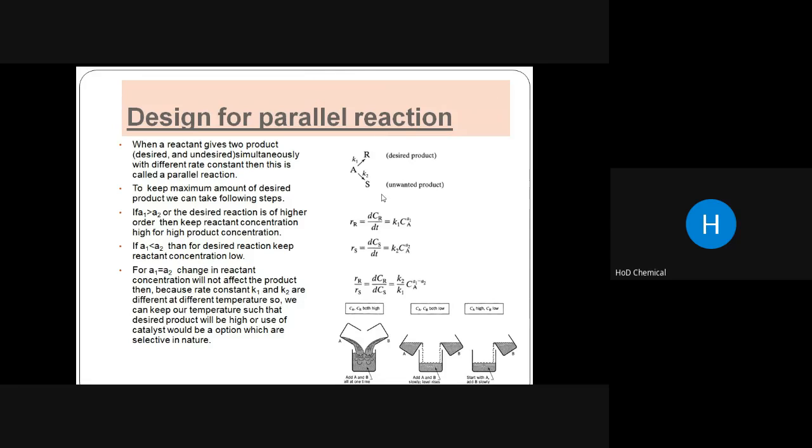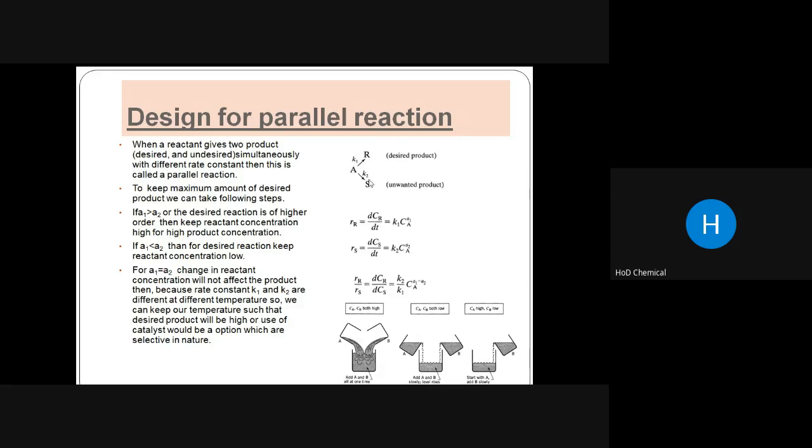So from this parallel reaction, in terms of rate of reaction, for the product R, the rate of reaction equals dCR by dt. From dCR by dt, we can expand into K1, the rate constant, times CA to the power of a1.